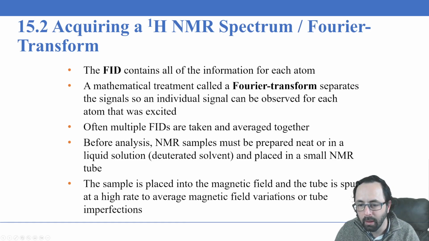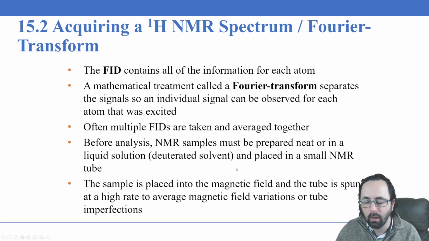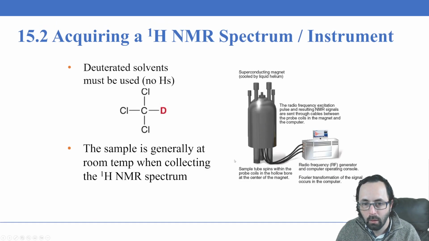The sample will usually be spun at a high rate inside the magnetic field to average any variations that occur within the instrument in any particular direction. So, for example, here we have a deuterated solvent, deuterated trichloromethane, a common deuterated solvent, and we have lots of different deuterated solvents with different polarities to dissolve various different samples.